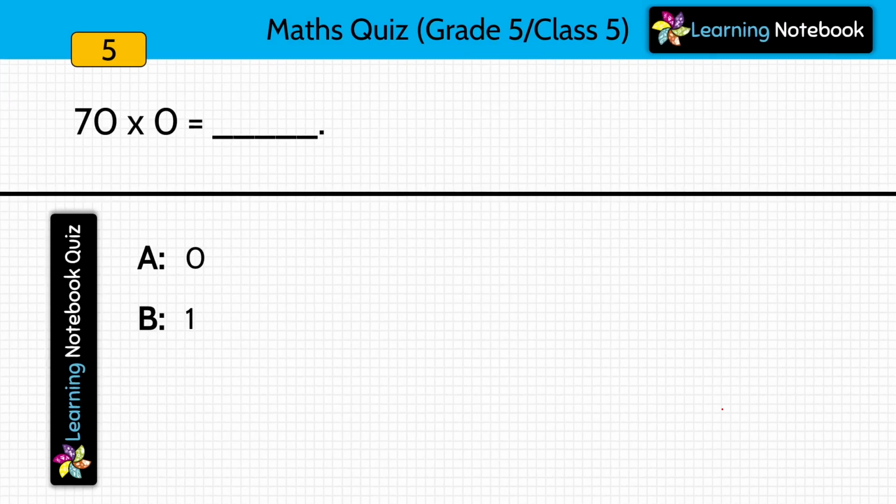Next, 70 into 0 equals to dash. Answer is option A, 0. Any number multiplied by 0 gives the answer as 0 only.